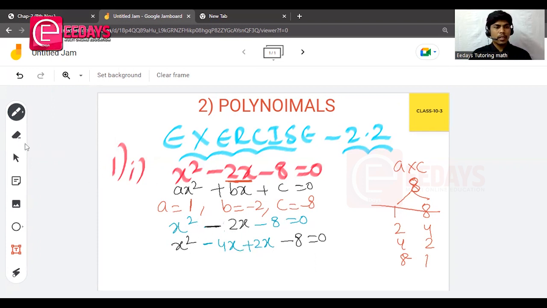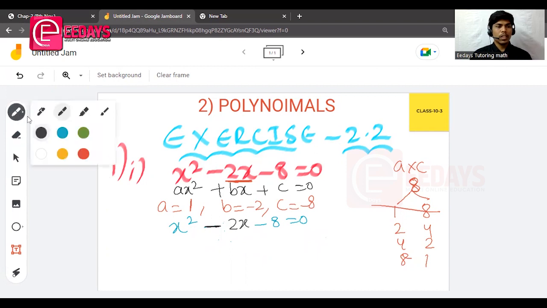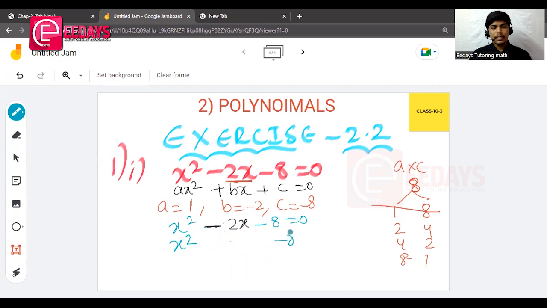Or else do one thing. I think you people already know how to do splitting the middle term, right? So x square minus 2x minus 8 is equal to 0. I just write it directly. And minus 2x, how are we splitting? Minus 4x plus 2x. Why? Because 2 and 4 are the factors here.